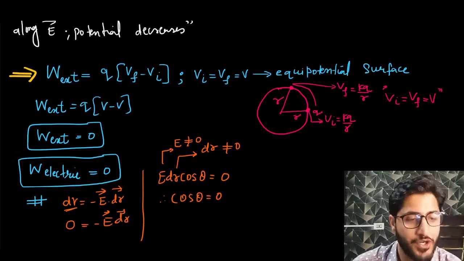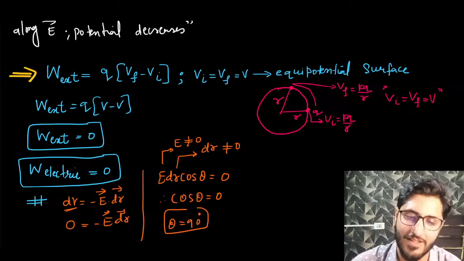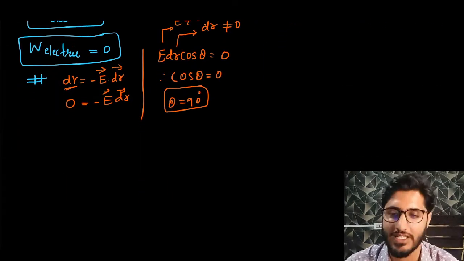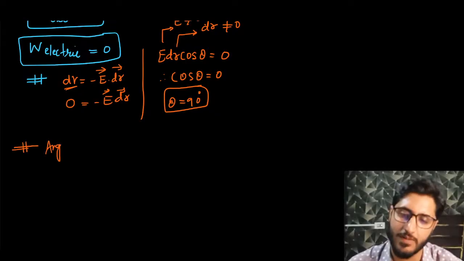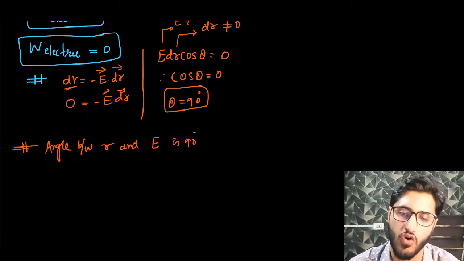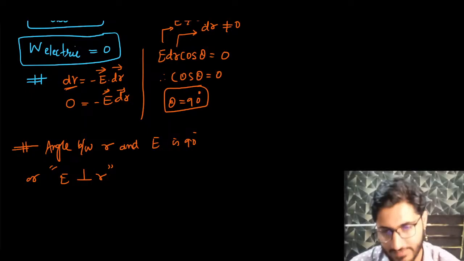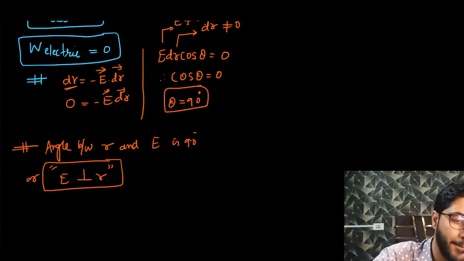So at what value is cos theta 0? Theta is 90 degrees. So this indicates that in equipotential surfaces, the angle between dr and electric field is 90 degrees, or you can write electric field is perpendicular to dr. This you have to remember: electric field will be perpendicular to the surface.